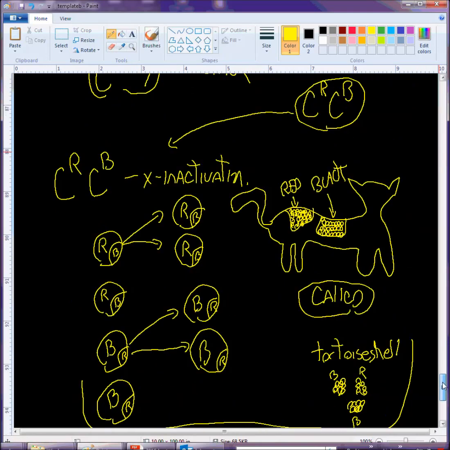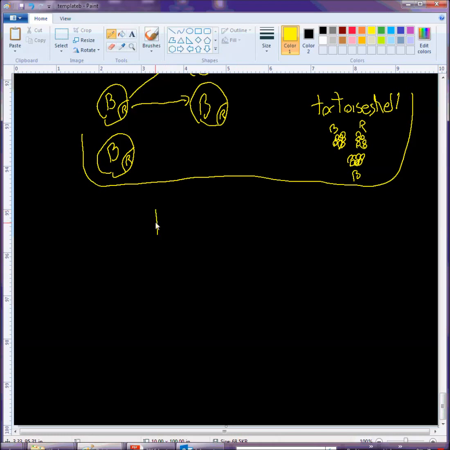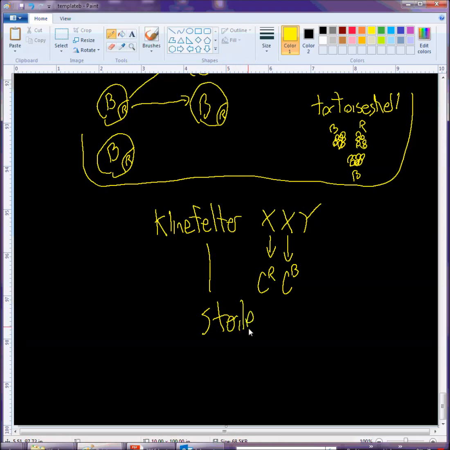Now there is the rare case of the Klinefelter cats, right? Klinefelter, which are X, X, Y. Now in this case, you could have an X chromosome that has the CR allele, and another one that has the CB allele. And these cats would be either tortoiseshell or calico. However, they would be sterile, because the Klinefelter syndrome is associated with sterility too.